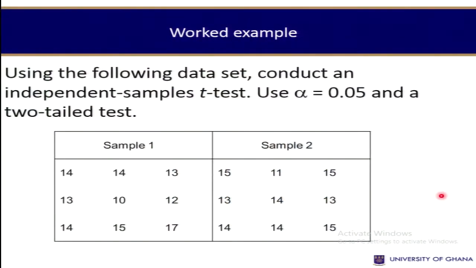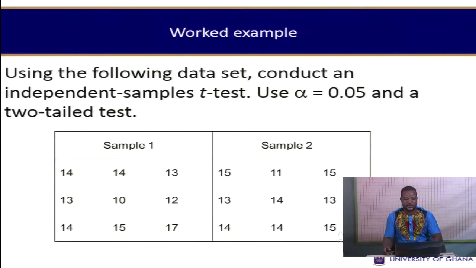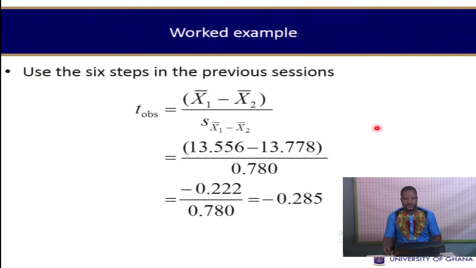So let's have a quick work example here. Using the following data set, conduct an independent sample t-test. Here we are asked to use an alpha level of 0.05 and a two-tailed test. We have sample 1 here, with 9 scores, and sample 2, with their scores here, also 9 cases. Now, you have to go through the 6 steps in doing that, but what I will do here is just summarize it and give you the t-value, and then we'll look at how we take the decision.